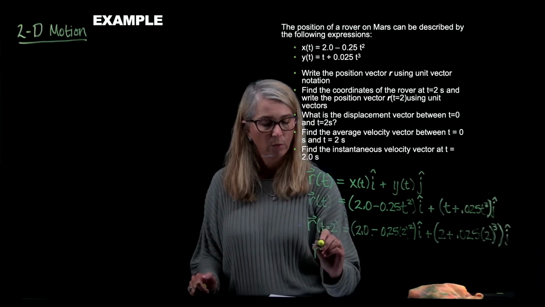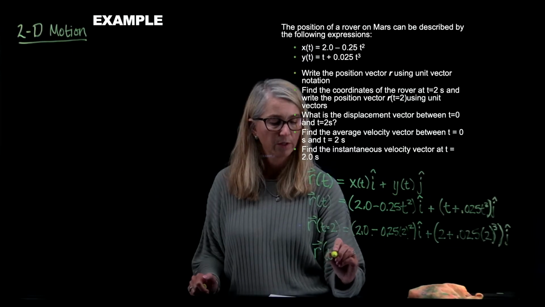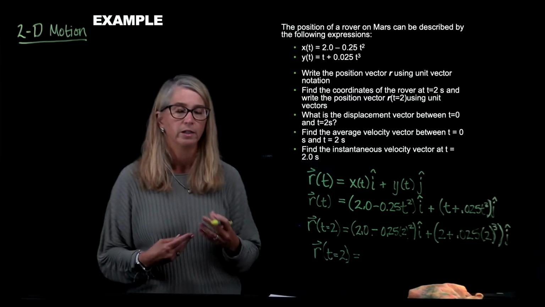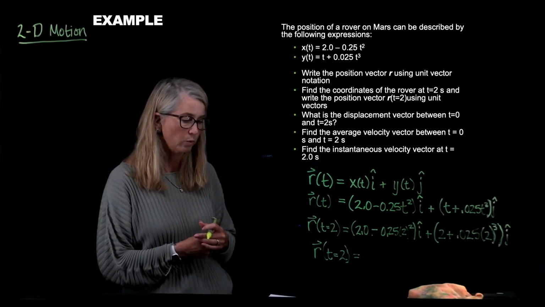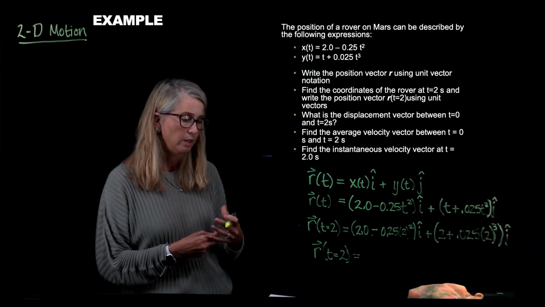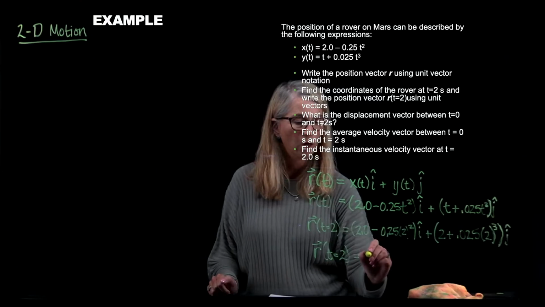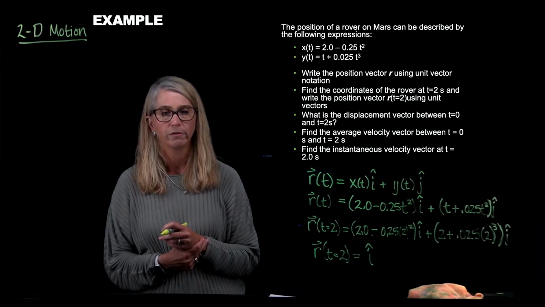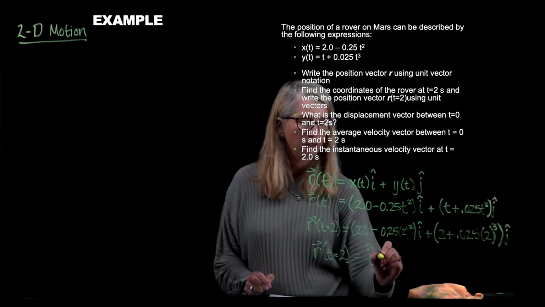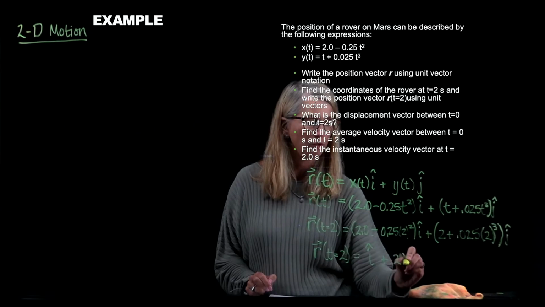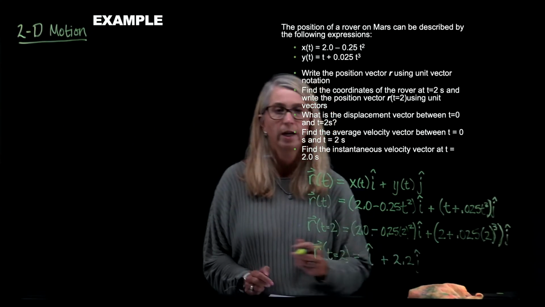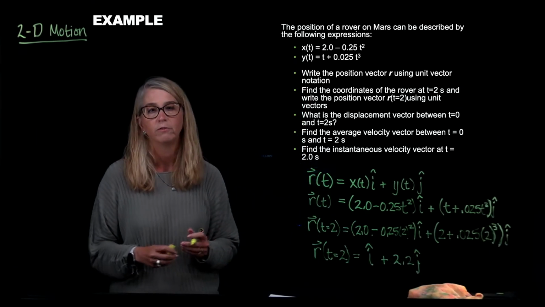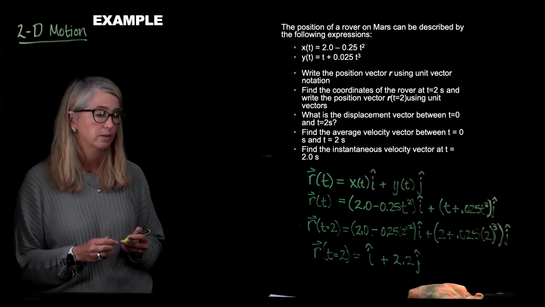I'm going to skip some of the intermediate steps and tell you what my x and y components would be. My x component ends up being just 1, so I'm just going to write that as i hat, because it's implied that the coefficient is 1, and then the y component ends up being 2.2. And so that's how I write the position vector when the value of time is 2 seconds.